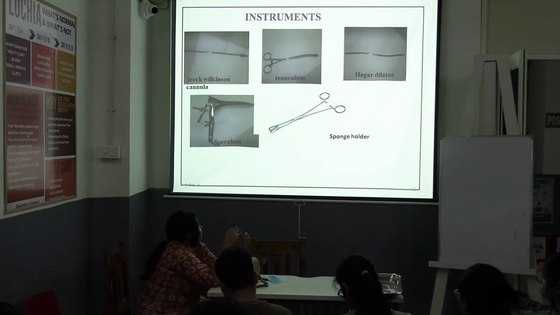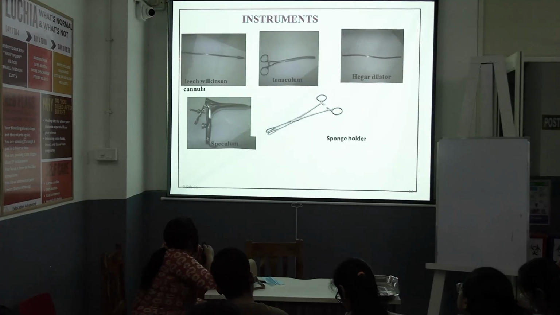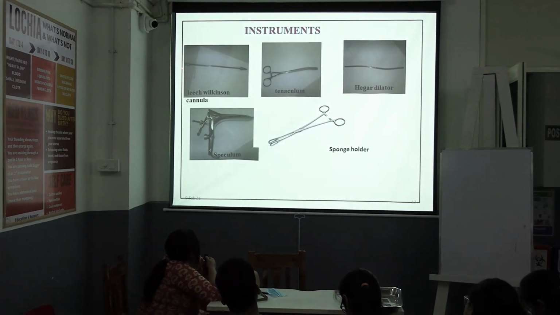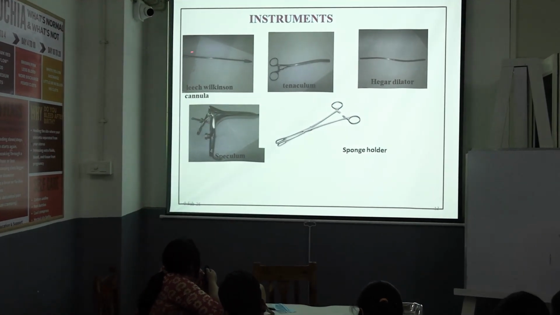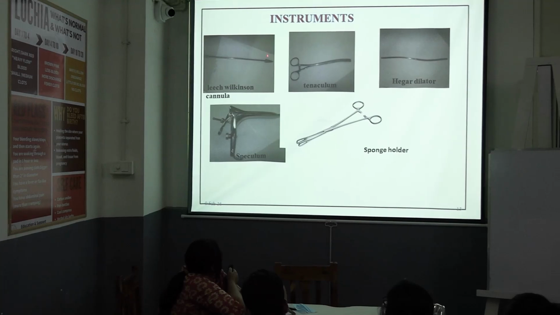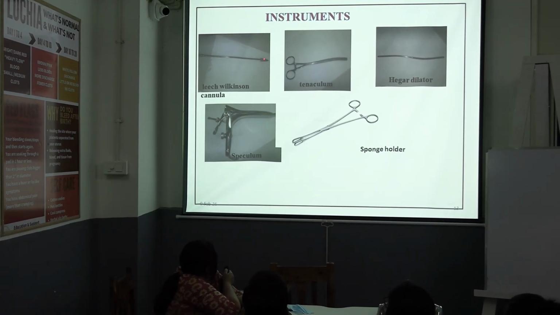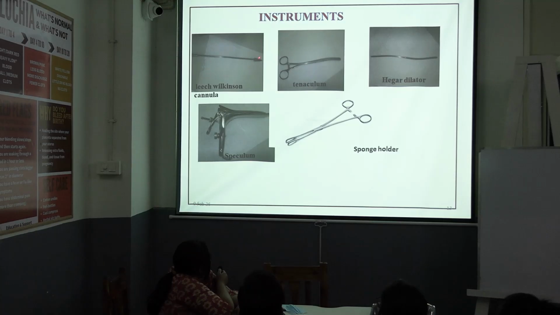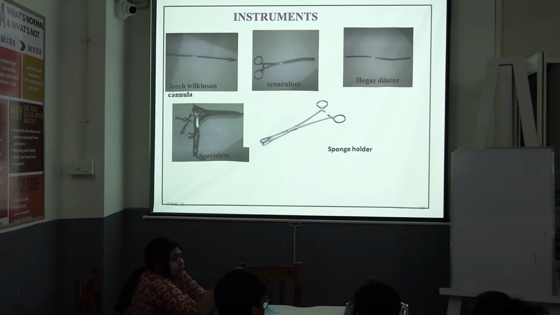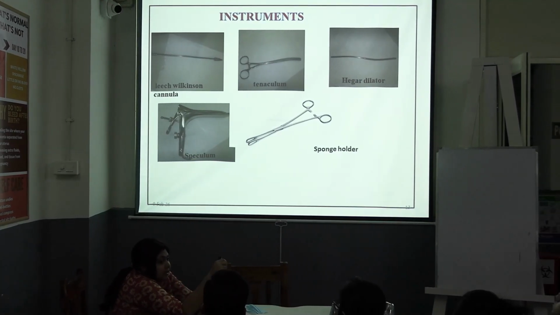Now what are the different instruments used? This is the Leach-Wilkinson cannula I was talking about. Through this you have to pass normal saline and check for the patency of this tube. On the body of this tube, there are screw-like markings, so that you put it in a corkscrew pattern inside the cervix and pull it gently, so that you can see whether it has reached the cervix in a proper manner or not.